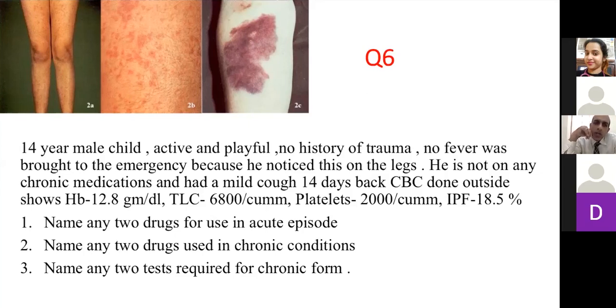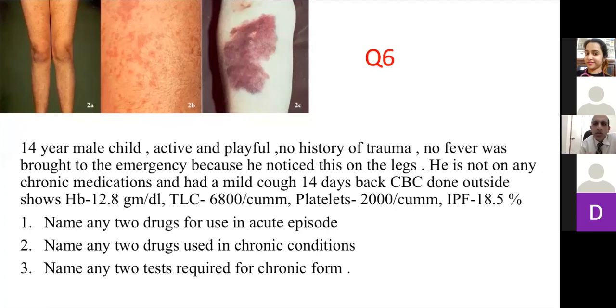To name 2 drugs, somebody has written prednisolone and IVIG. If this condition becomes chronic, what are the drugs that are used? Please answer the question. Name any 2 drugs used in the chronic condition. What are the drugs used for chronic ITP? What is the 3rd drug used for acute episode? Anti-D, IV anti-D. It is not available nowadays, or available with difficulty.